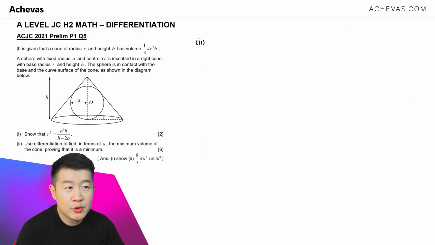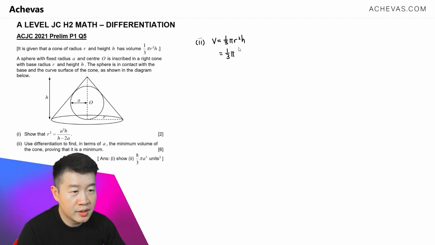The first thing we want to do is to find an expression to represent the volume. And I'm going to let the volume be V. So V is equal to 1 over 3 pi r squared h. And we want to express this to be in terms of just a single variable. And since from the previous part, we can see that r squared can be replaced by an expression in terms of h, I'm going to replace this r squared here by a squared h divided by h minus 2a. This was from the previous part of the question.